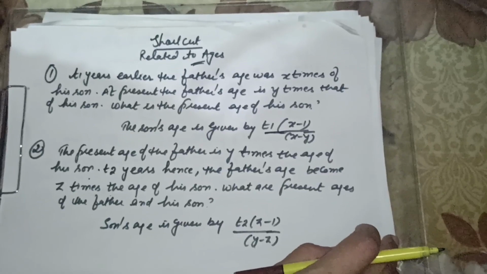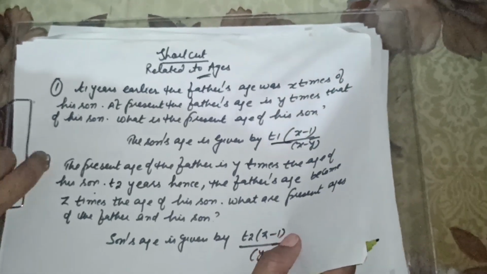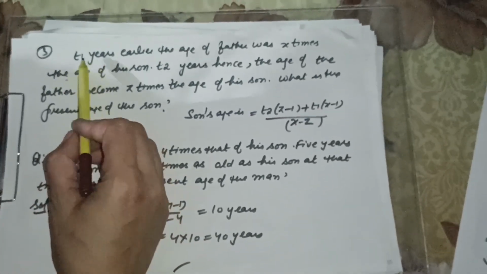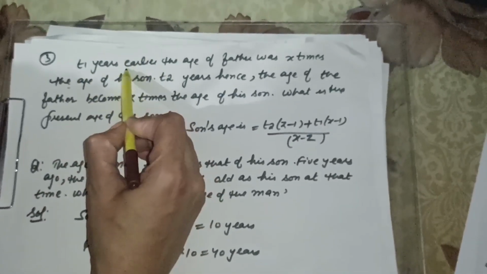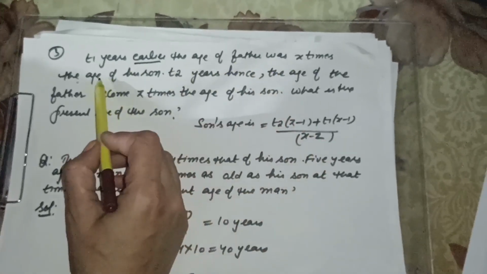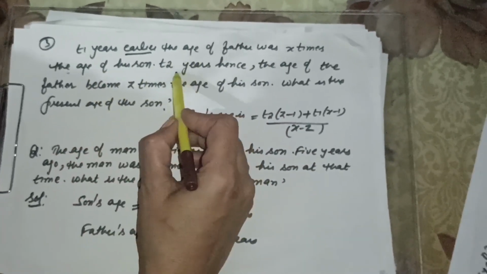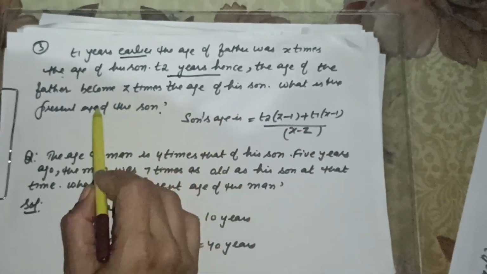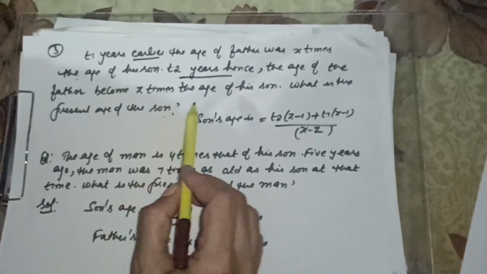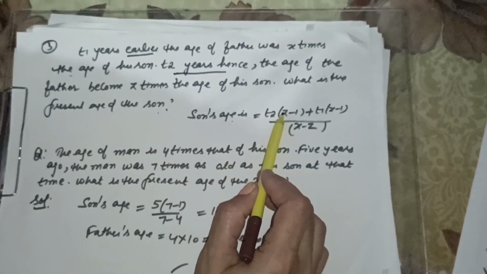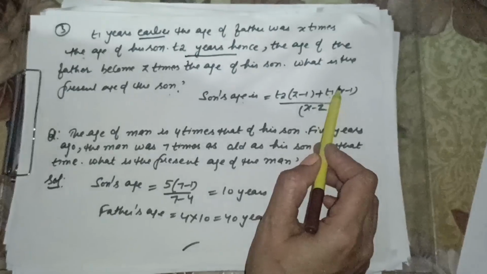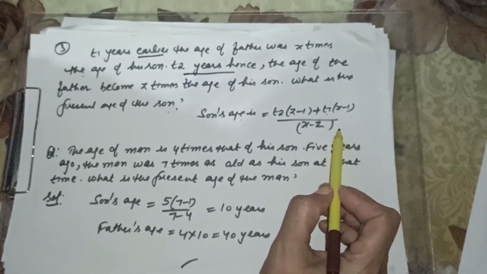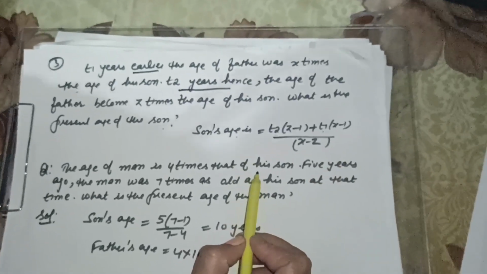Firstly, I am just explaining three formulas. Then I will take illustrations of how to implement them. The third formula: T1 years earlier, the age of the father was X times the age of his son. T2 years hence, the age of the father becomes Z times the age of his son. What is the present age of the son? The son's age is T2 times (Z minus 1) plus T1 times (X minus 1), over (X minus Z). So these three formulas can be used for the sums for simplification purposes.